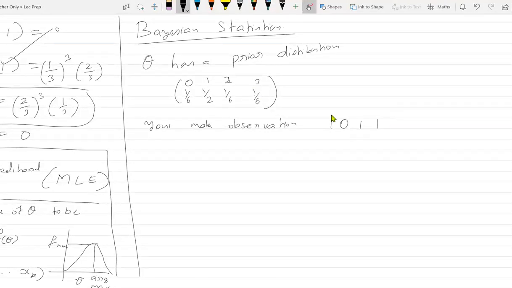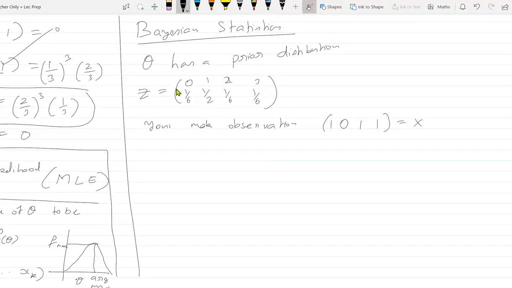So let's call your observation y. Theta you can think of as a random variable x which takes 0, 1, 2, 3 values. Let's call this z, otherwise it will be very confusing. So this is x and this is z.